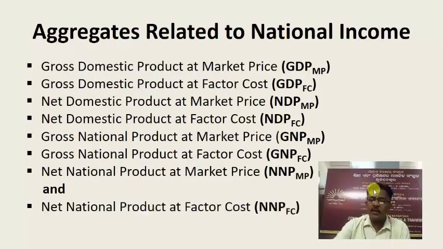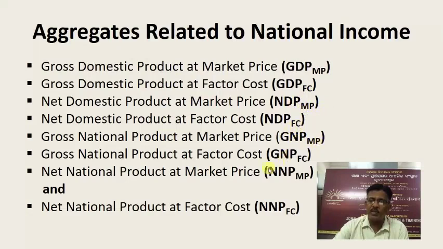Then the aggregates related to national income will be discussed one by one. That is GDP at MP, that is market price, GDP at factor cost, NDP at market price, NDP at factor cost, GNP at market price, GNP at factor cost, NNP at market price, and NNP at factor cost. All these aggregates will be discussed one by one.